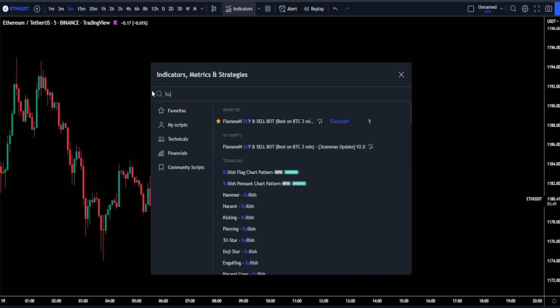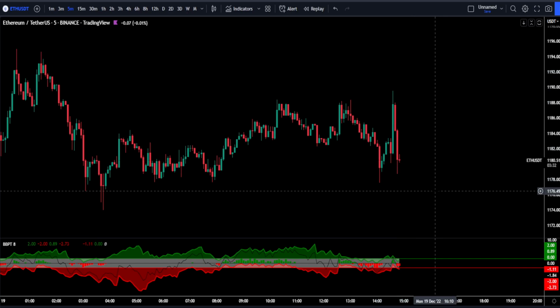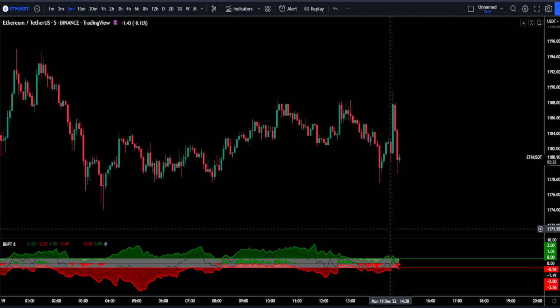This is called the bull bear power trend. It's quite similar to the first one, but it does have some differences. The one that you're looking for is this one here by Dread Blitz. Okay, so the bull and bear power trend indicator helps you build an objective analysis of the trend. It basically tells you who's in control, bulls or bears.